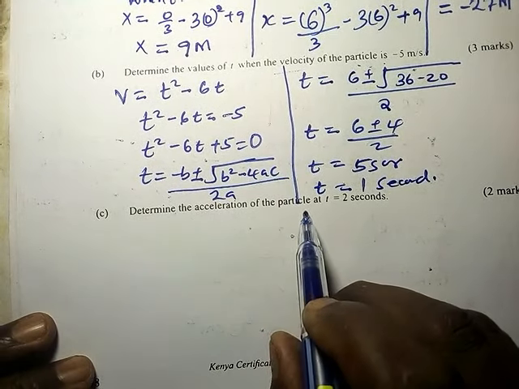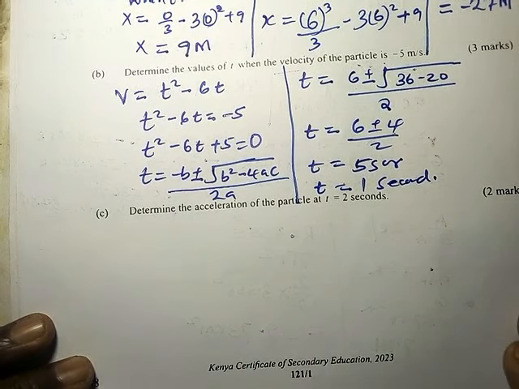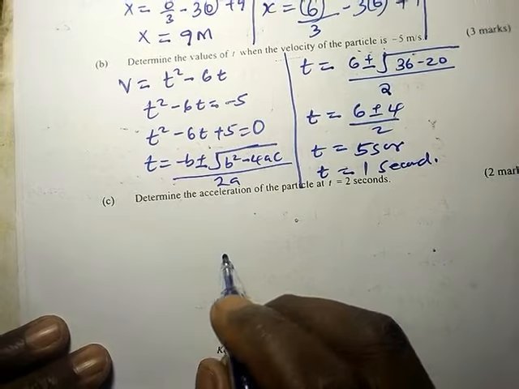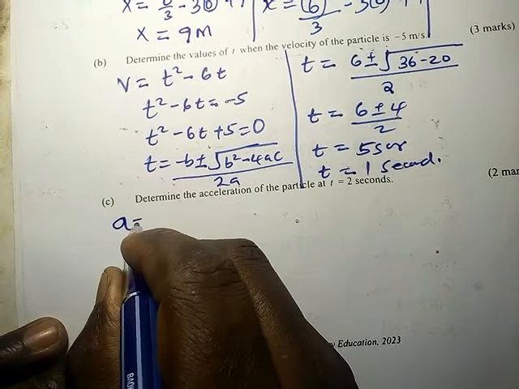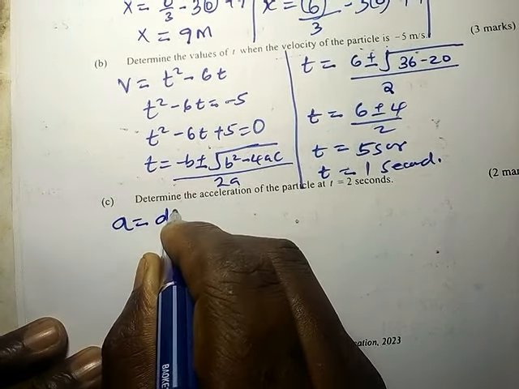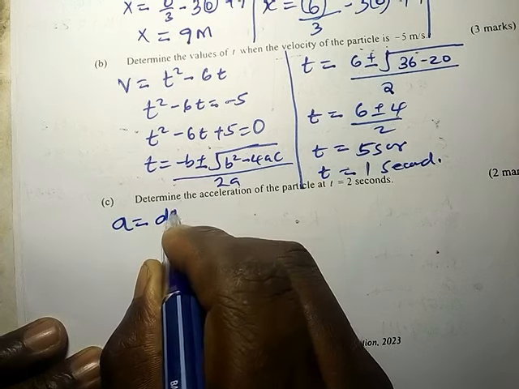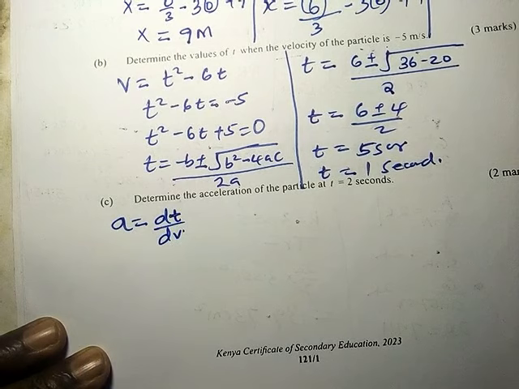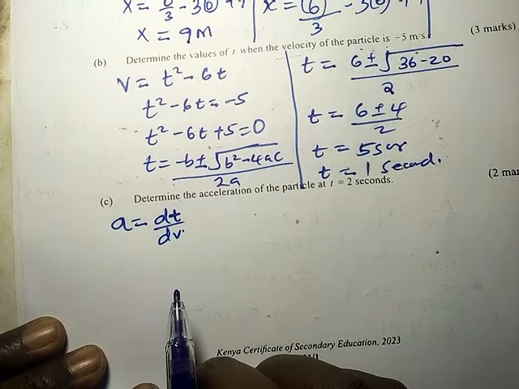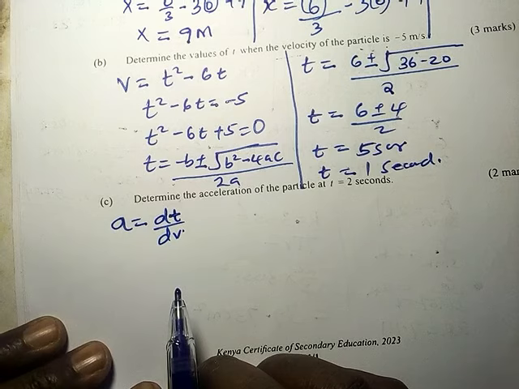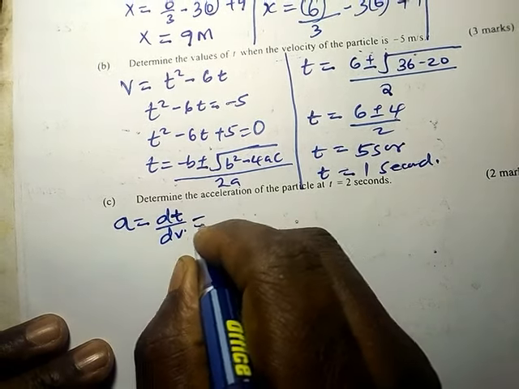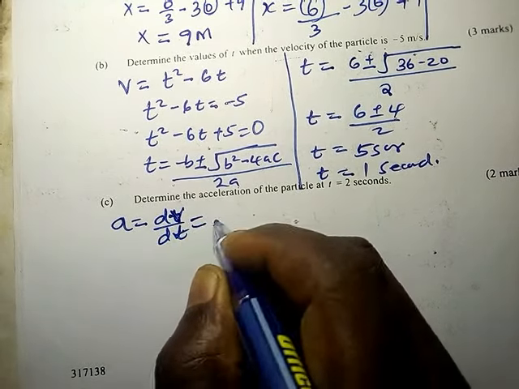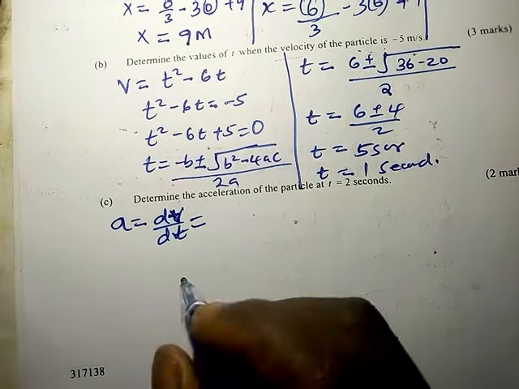Determine the acceleration of the particle at t is equal to 2 seconds. Acceleration, remember acceleration, you differentiate velocity. So acceleration is equal to dv over dt, sorry. It's going to be dv over dt.